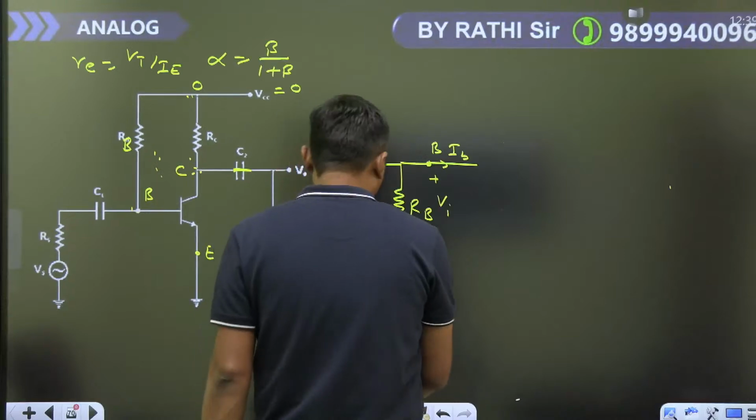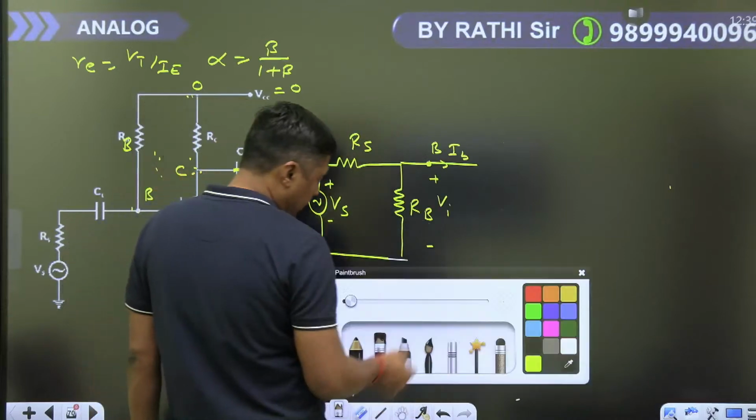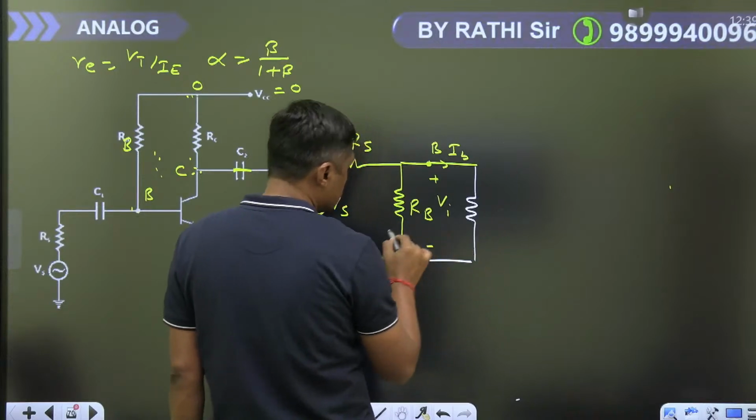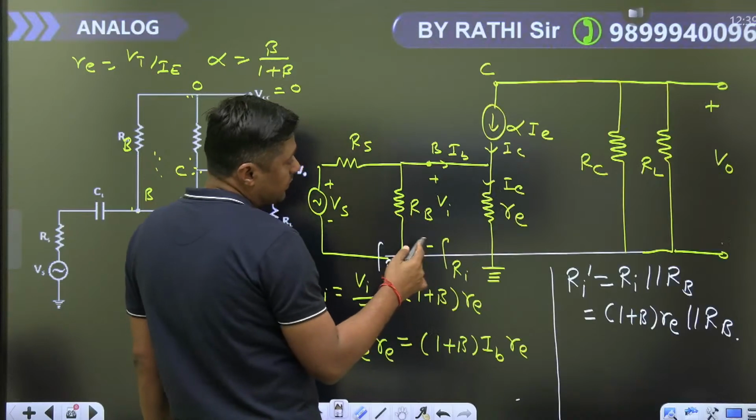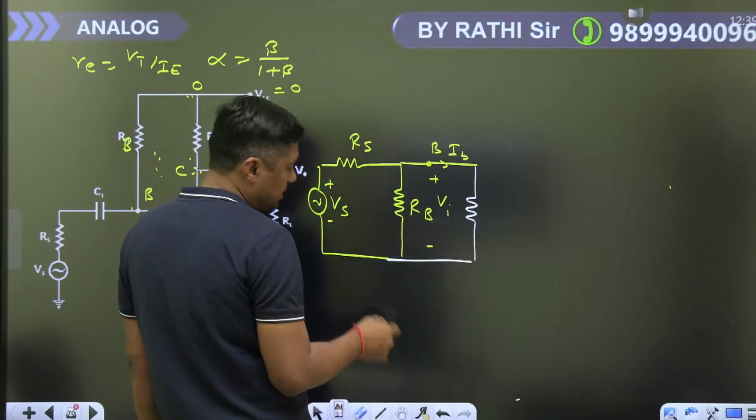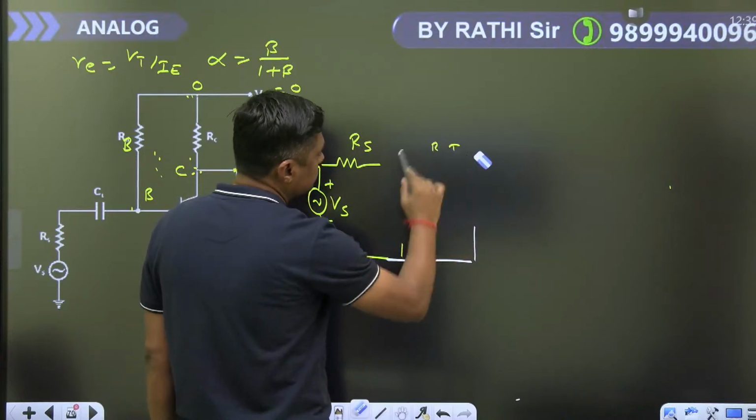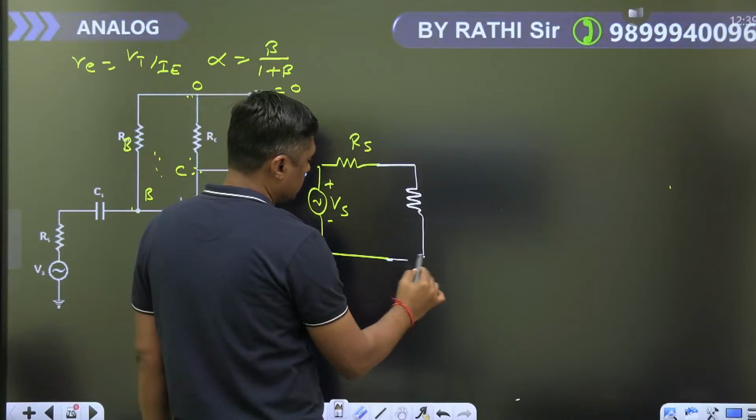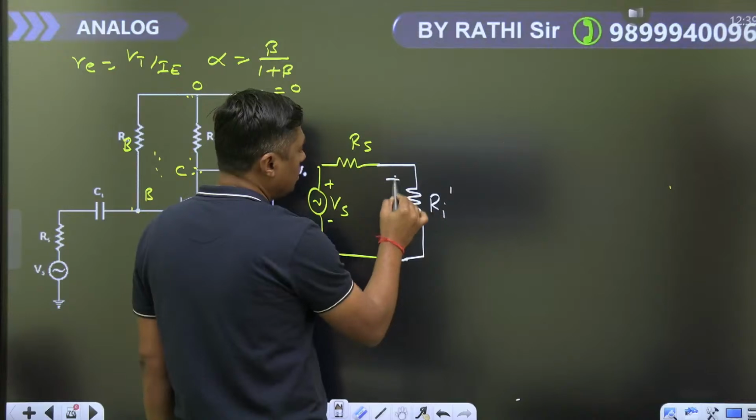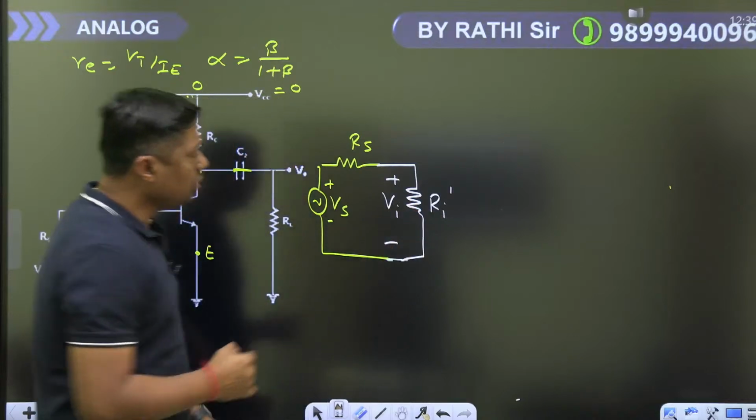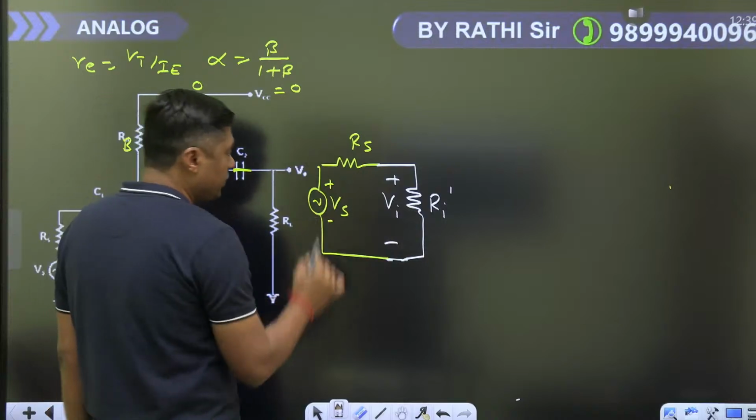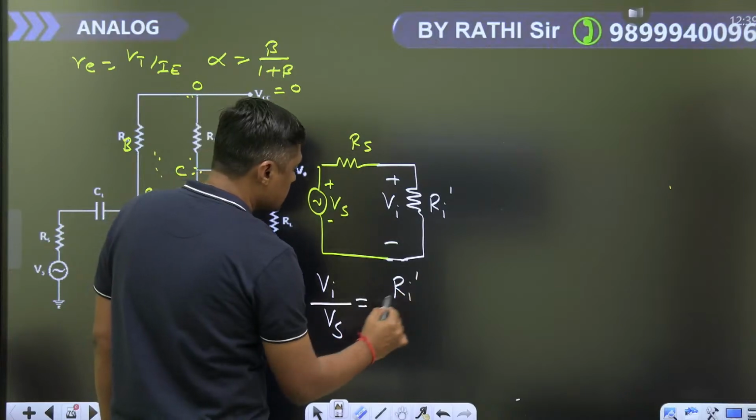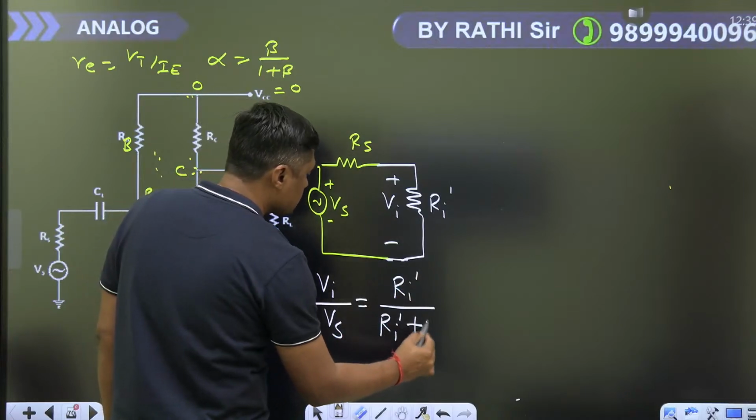Okay. Now, what about the remaining? That complete portion is replaced by what? Ri dash. So this is the RB. RB is removed. It is replaced by Ri dash. And what is the voltage across the Ri dash? Vi. So according to the voltage divide rule, now you can find the Vi upon Vs: Ri dash upon Ri dash plus Rs.